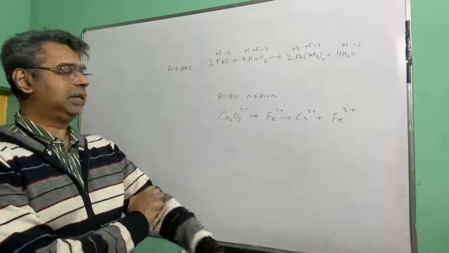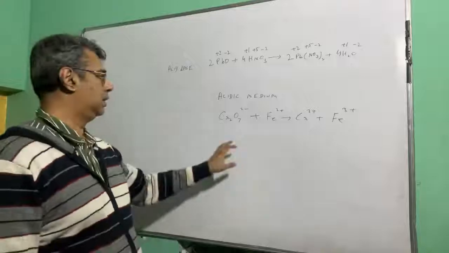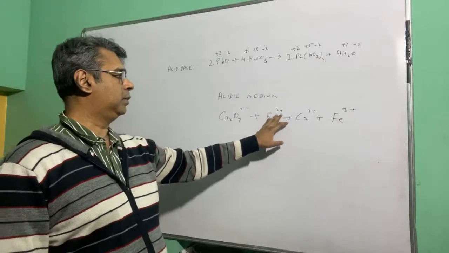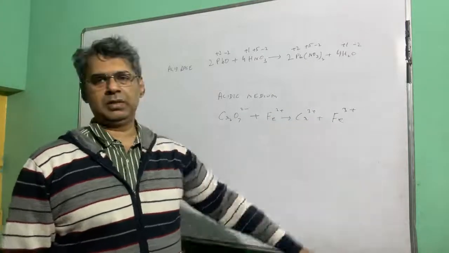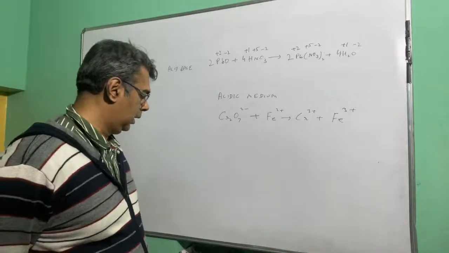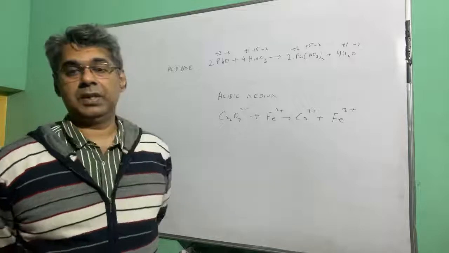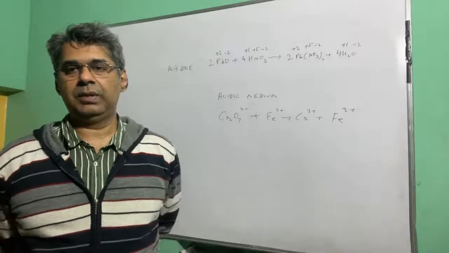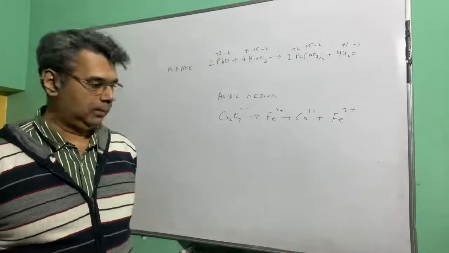So let's have a look at a very standard reaction. Cr2O7 2 minus plus Fe2 plus gives Cr3 plus and Fe3 plus. I'm not writing the full reaction, I'm just writing it in ionic form. So this reaction is taking place in acidic medium. I have already qualified that it is acidified potassium dichromate.